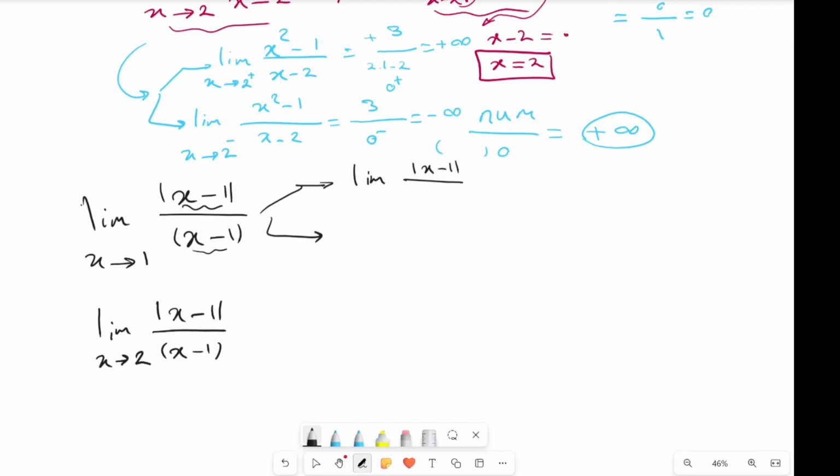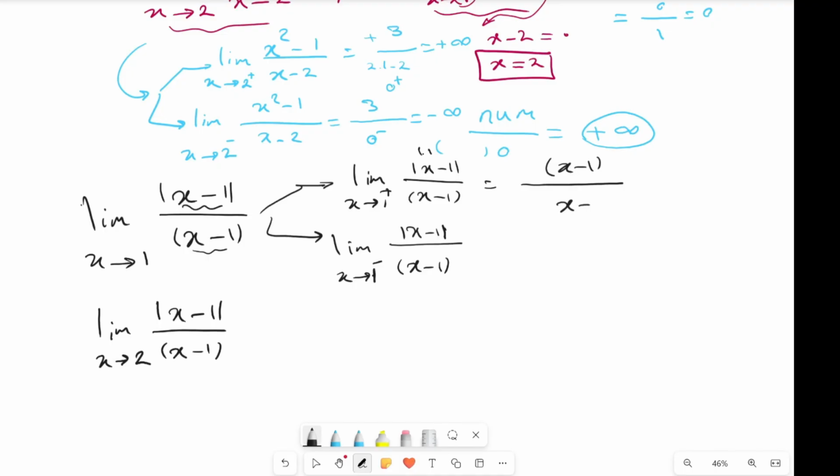the limit of absolute value of x minus 1 over x minus 1 as x goes to 1 positive, and another one, as x goes to 1 minus. Okay? Positive 1.1 minus 1, the answer is positive. Therefore, it comes out without any minus. Therefore, the answer is x minus 1, and in the denominator x minus 1, and they cancel each other, and the answer is equal to 1.